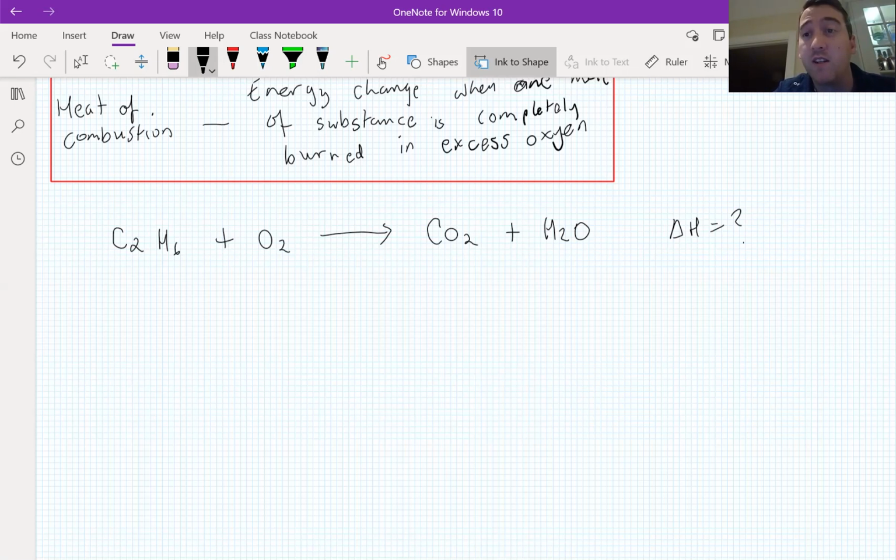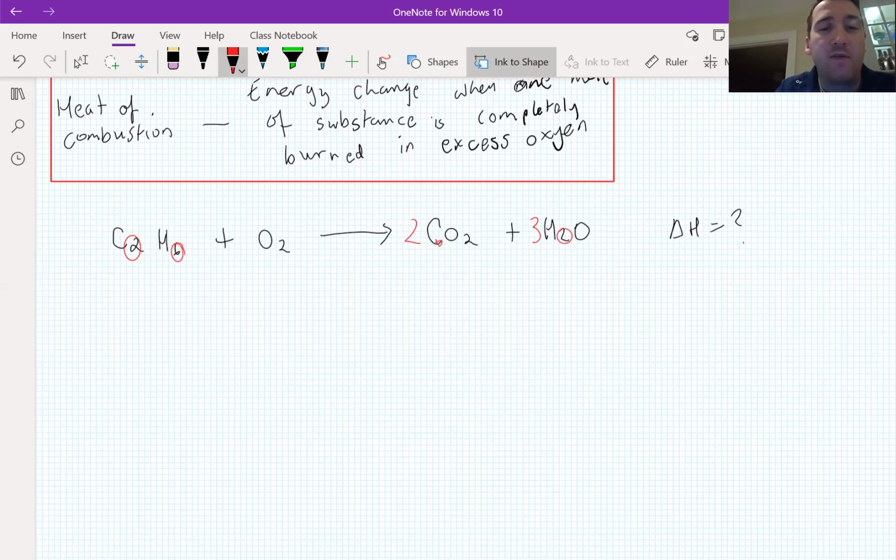Right, so C2H6 plus O2. The next thing we need to do is see is it balanced. So straight away, I'm looking at my carbons. 2 carbons here and only 1 here. So I'll put a 2 here to balance that. Let's check the hydrogens next. I've got 6 hydrogens here and I've only got 2 here. So what I'm going to do is put a 3 here to balance that.